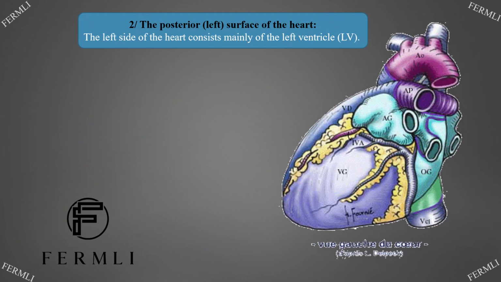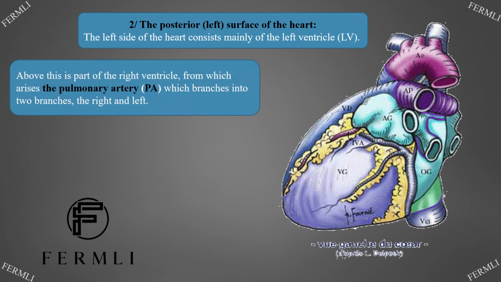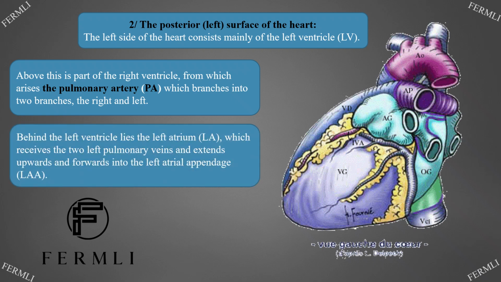2. The posterior, left, surface of the heart. The left side of the heart consists mainly of the left ventricle, LV. Above this is part of the right ventricle, from which arises the pulmonary artery, PA, which branches into 2 branches, the right and left. Behind the left ventricle lies the left atrium, LA, which receives the 2 left pulmonary veins and extends upwards and forwards into the left atrial appendage, LAA.